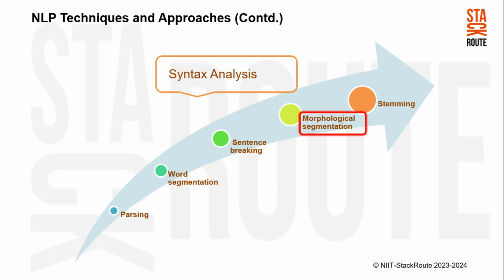Morphological segmentation. This divides words into smaller parts called morphemes. The word untestably would be broken into un, test, able, and ly, where the algorithm recognizes un, test, able, and ly as morphemes. This is especially useful in machine translation and speech recognition.